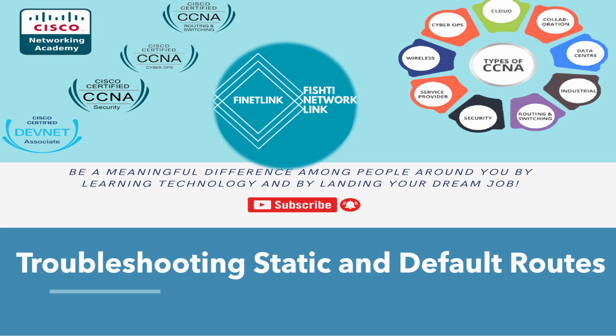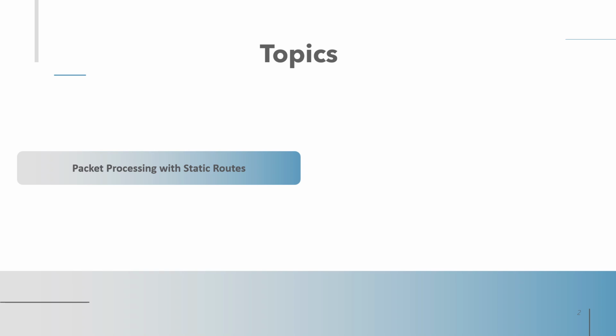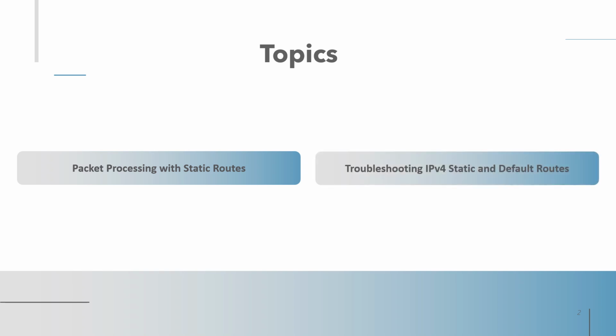But what makes a good network administrator into a great one is the ability to effectively troubleshoot. And the best way to gain network troubleshooting skills is so simple. Always be troubleshooting. Here in this material, we will troubleshoot both static and default routes. So we will explain how a router processes packets when a static route is configured, and then we will troubleshoot common static and default route configuration issues.